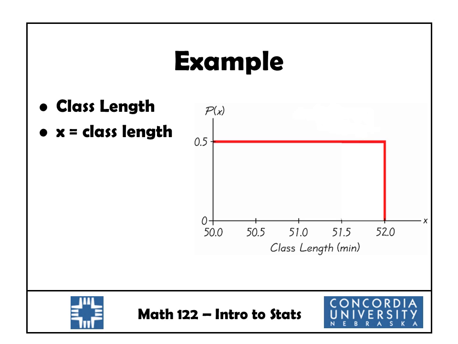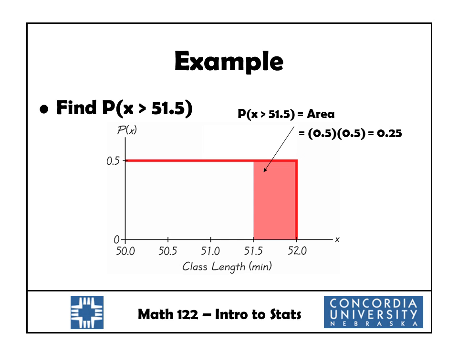And so here is the density curve for that class length. It goes between 50 and 52. It's flat on top, has a height of 0.5. And we use that density curve to find probabilities. The way we use that is, for instance, to find the probability that a randomly selected class lasts less than 51.5 minutes. We go over to 51.5, draw a vertical line, shade to either the left or the right. In this case, we shade to the right. And then the area of that shaded region is the probability that we're interested in.